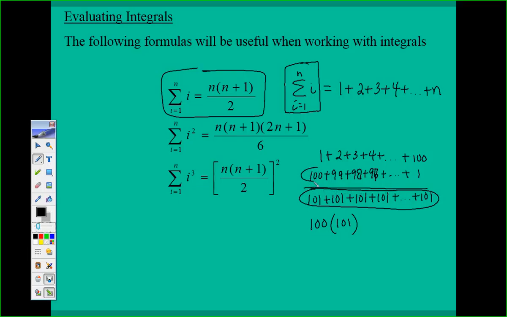But I'm adding this one plus this one. So that gives me twice as much as I need. So I'm going to divide this by 2. And that would give me the sum of the first 100 integers.